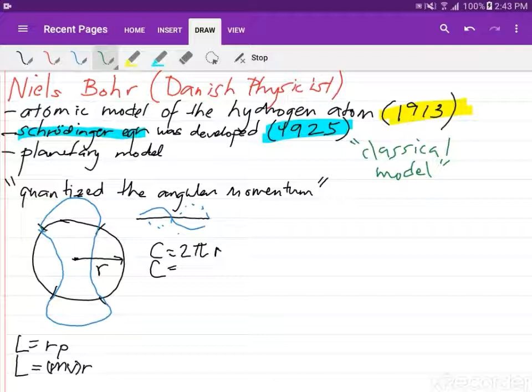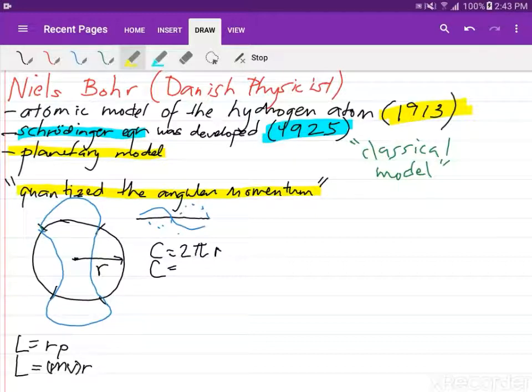So actually there were a lot of classical models developed during that time, but what stood out with Niels Bohr's planetary model was that he introduced some concepts in quantum mechanics. Particularly, he quantized the angular momentum in a classical way. Okay, so we can quantize angular momentum. We can also quantize angular momentum using the Schrödinger equation, but this was done 8 years before the development of the Schrödinger equation.